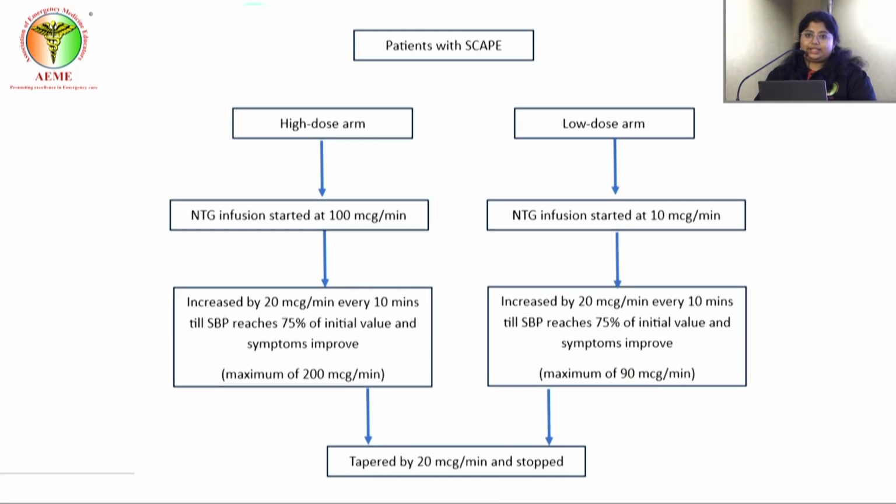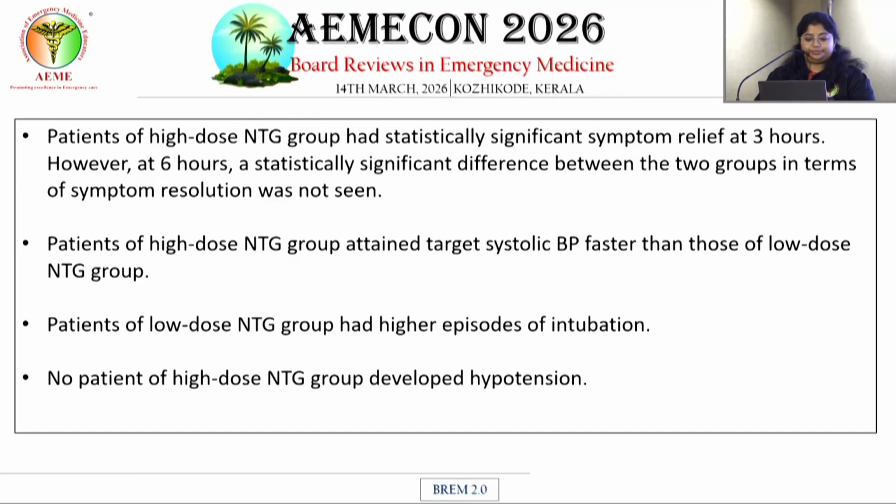This is the RCT that was conducted in AIIMS Bhubaneswar. Patients in the high-dose arm were given NTG at 100 microgram per minute, and this was up-titrated by 20 microgram per minute every 10 minutes until the systolic BP reached 75% of the initial value and the symptoms improved, up to a maximum of 200 microgram per minute, following which it was tapered and stopped.